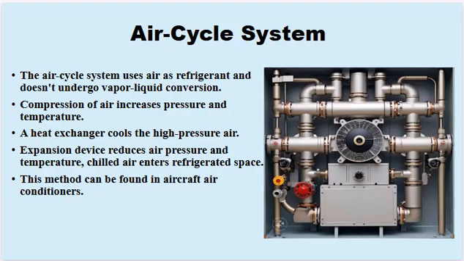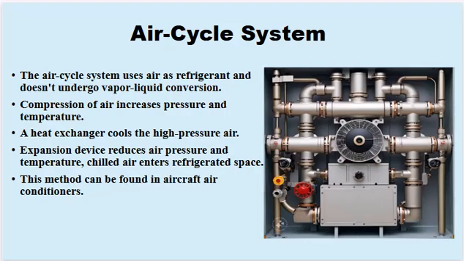The process begins with the compression of air, which increases its pressure and temperature. This step is essential for preparing the air for cooling in the next stage. Heat exchanger cooling. The high-pressure, high-temperature air then passes through a heat exchanger, where it is cooled. This process removes excess heat from the compressed air, preparing it for expansion. Expansion and cooling. After cooling, the air passes through an expansion device. This reduces its pressure and temperature, resulting in chilled air.